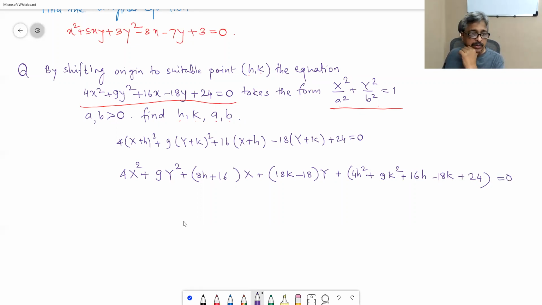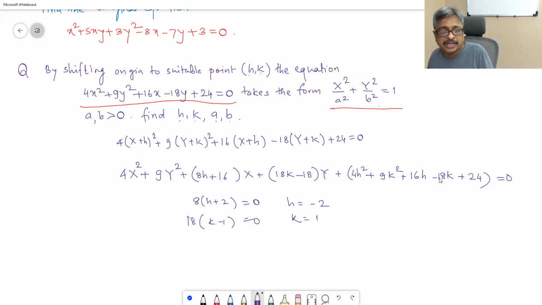is equal to 0. So I am supposed to solve these two equations. It should be easy. 8 times h plus 2 should be equal to 0. h is equal to minus 2. 18 times k minus 1 should be equal to 0. k is equal to 1. I just need to cross check whether it is correct or not.